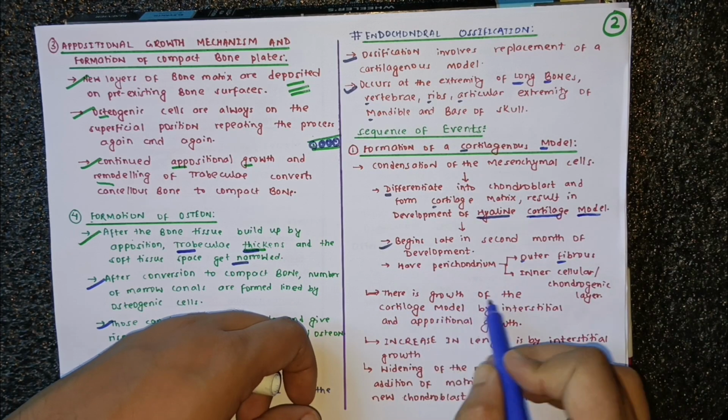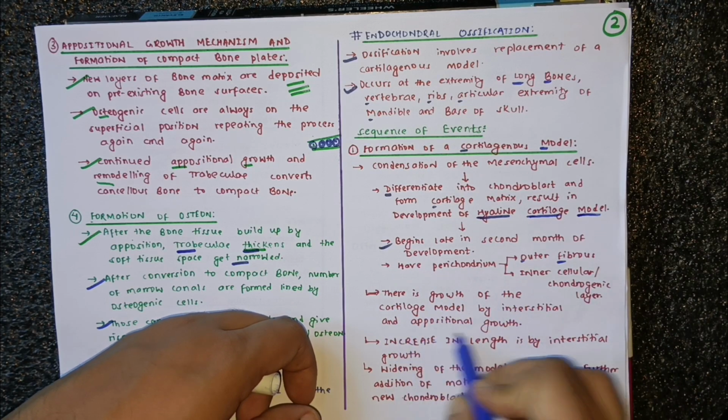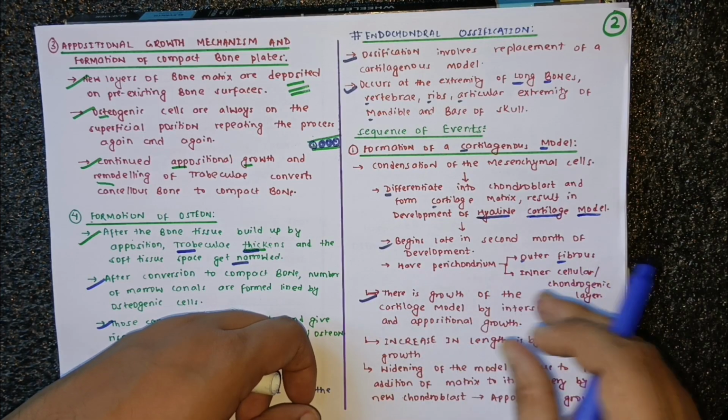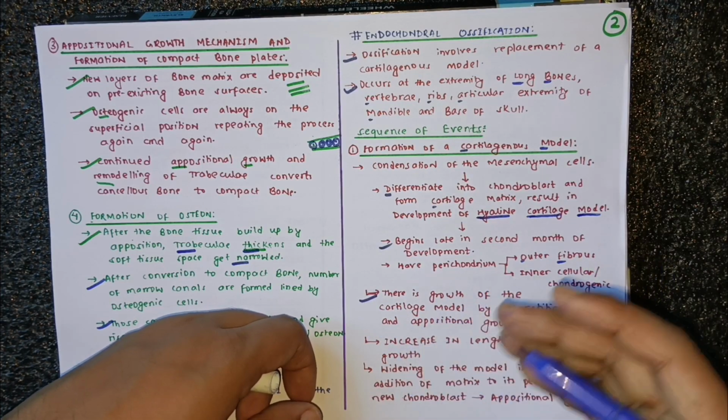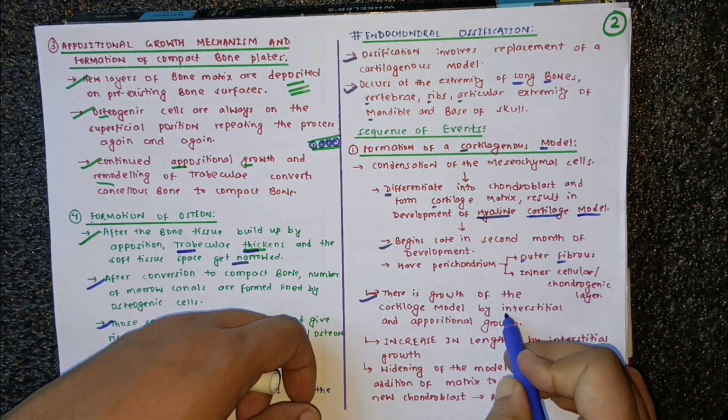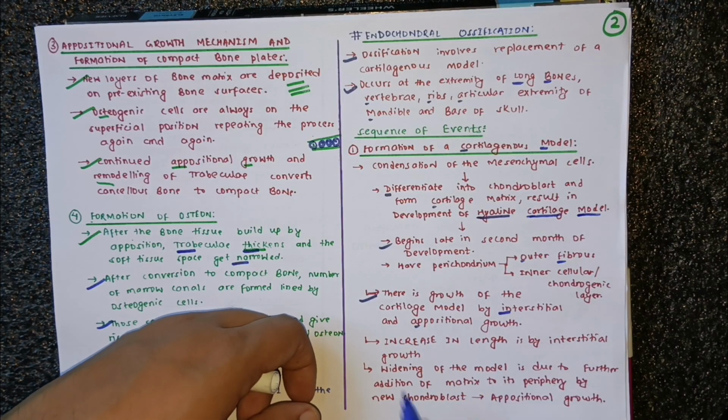After that, there is growth of the cartilage model by interstitial and appositional growth. So the cartilaginous model increases in size by growth, and that is by interstitial and appositional growth. Increase in length is by interstitial growth, and widening of the model is due to further addition of matrix to its periphery by new chondroblasts, and that is appositional growth.